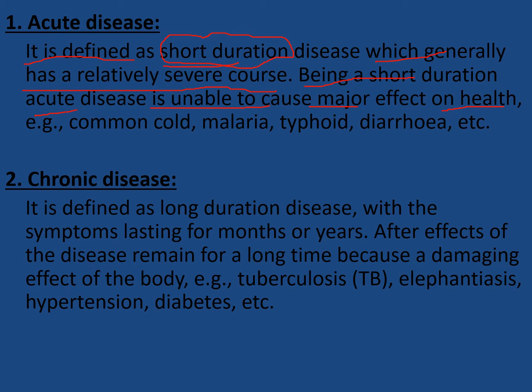Examples of acute disease are common cold, malaria, typhoid, diarrhea, dysentery. These are the examples of acute disease, right? Okay, the next one is the chronic disease. This chronic disease is the opposite of the acute disease, that is, a long duration disease.